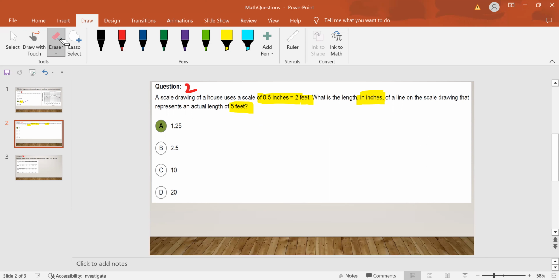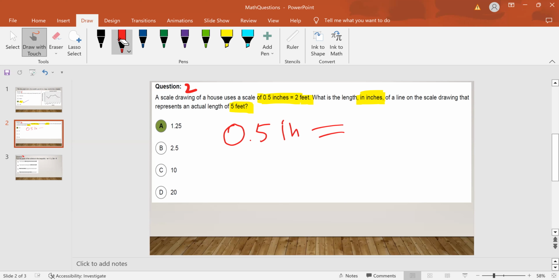Okay, so for that, let's understand this. Let's write it down. If you have 0.5 inches giving you 2 feet, can we try to know how many inches will be 1 foot? So 2 feet is for 0.5 inches. So 1 foot will be what? It's just to divide 0.5 by 2. Yeah, this is like you're going to take a half.